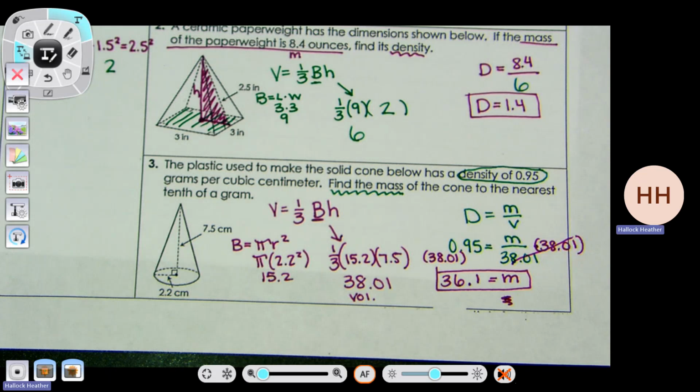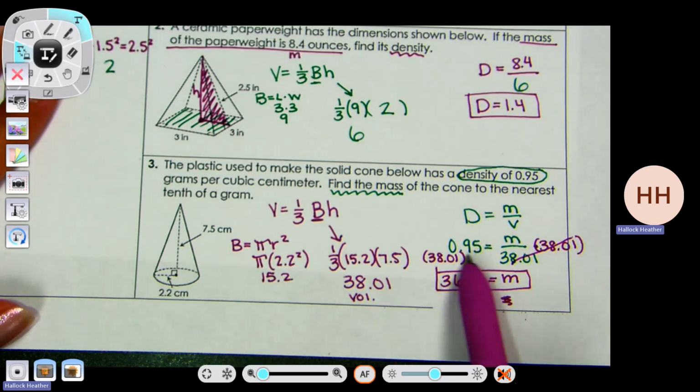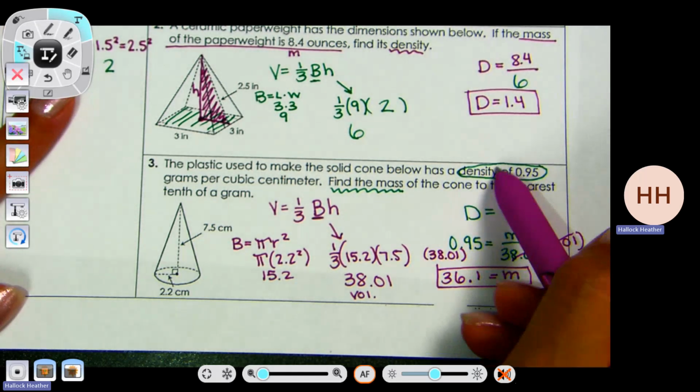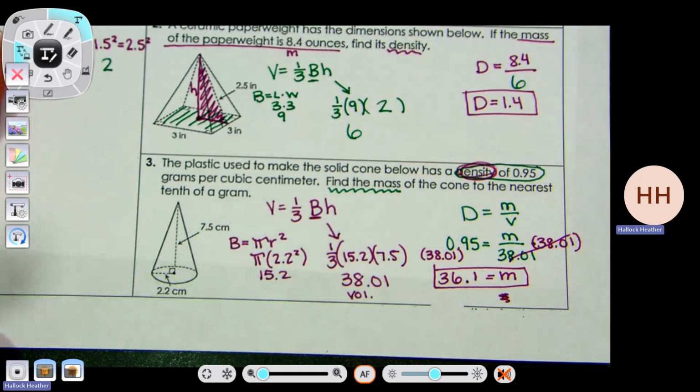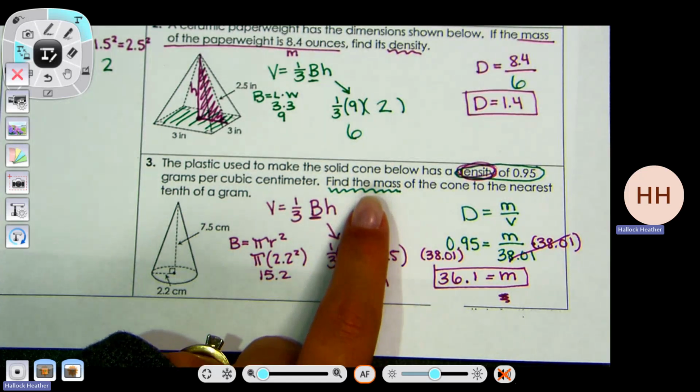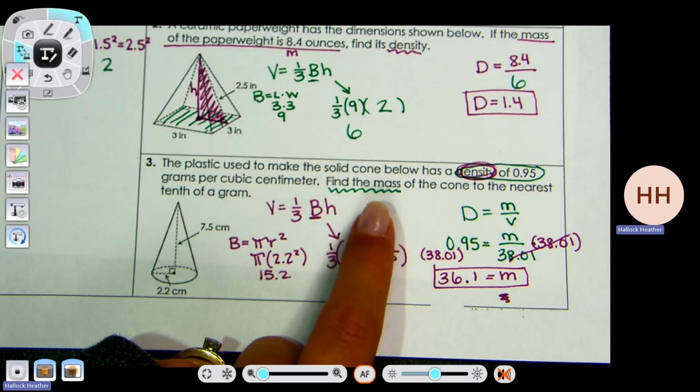If you're a decimal slightly off, it's okay. As long as you got 38.1 for the volume. Now you have to multiply it by 0.95. Because the density is given to you instead of asking for the density. So if it says find the mass or find the weight, that's when it's multiplying instead of dividing.